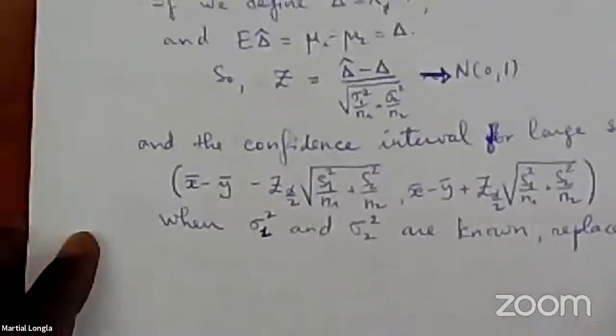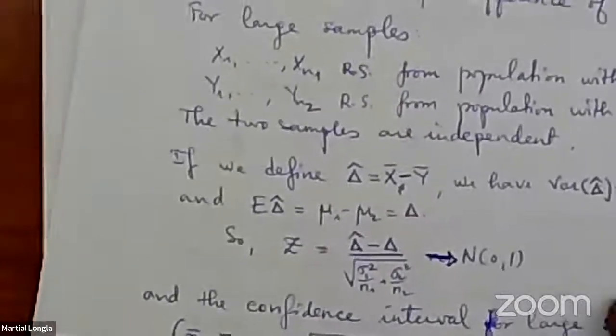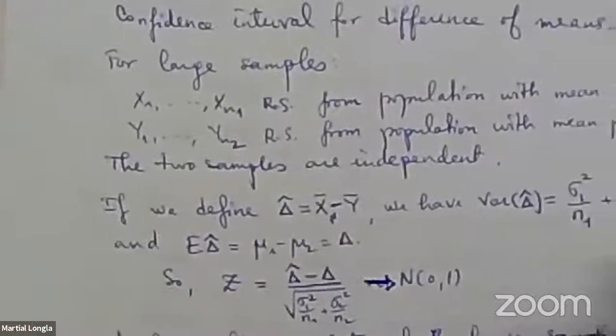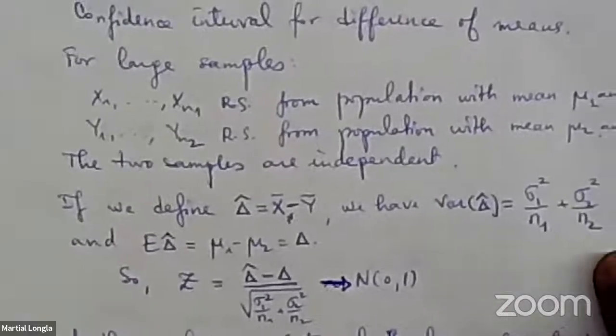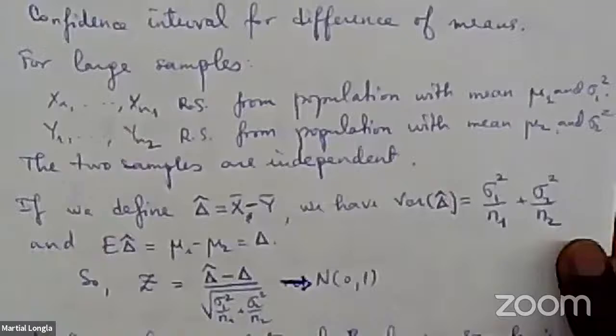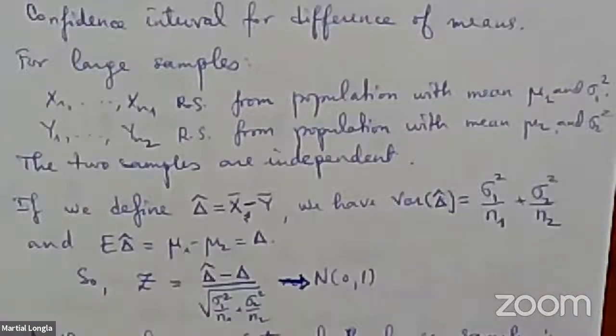Now, next is what we call confidence interval for the difference of means. So we had confidence interval for the means, confidence interval for the proportion, now confidence interval for the difference in means. Meaning what? Now you have two different populations, and you want to compare their means. That's the question. Are these two means equal or not? Is one larger than the other or not? Okay.